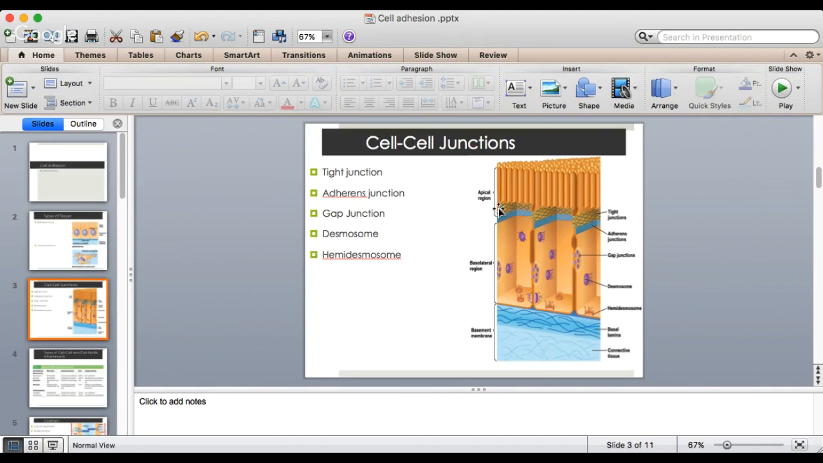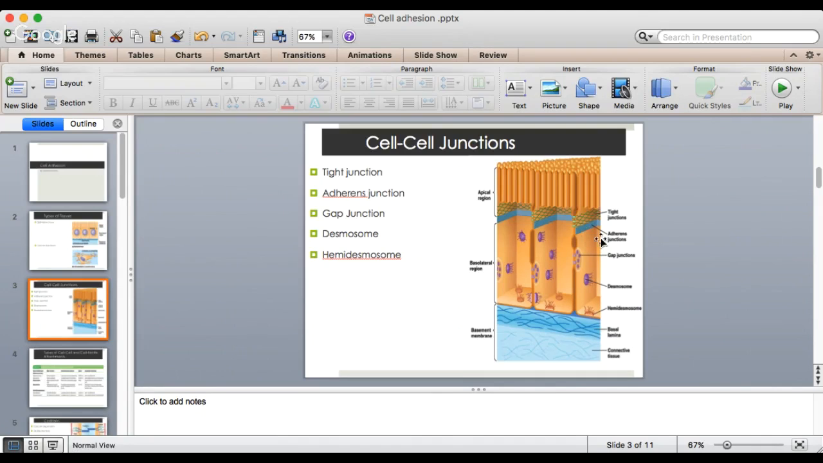As you can see here, the tight junction is part of the apical region. This acts as a watertight seal between adjacent cells. As you can see here, the cells are tightly bonded together. The reason for this bonding is so that it keeps any fluid, ions, or molecules from getting through these cells, and this helps to protect the cell.